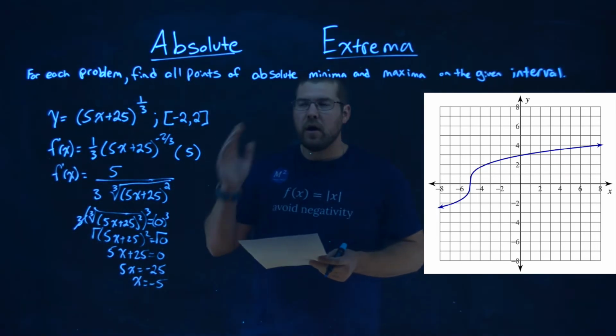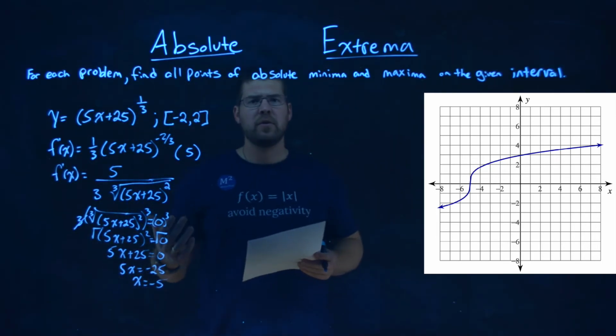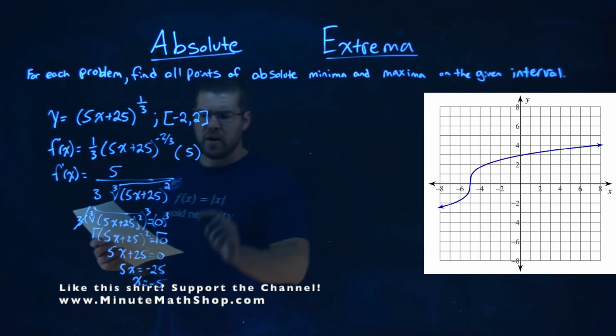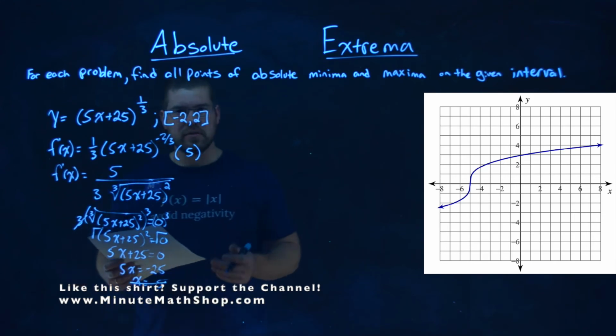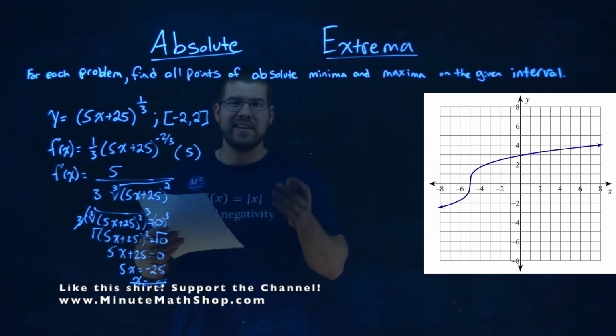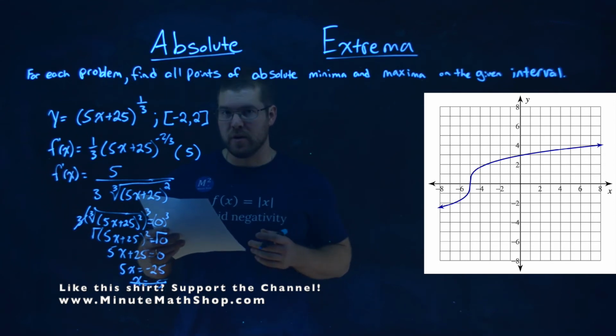So before we get hog wild and deal with -5, notice that it's outside of our interval, so we can't really use it. After all that work, it was pointless. So now we just need to test the endpoints of our interval here.